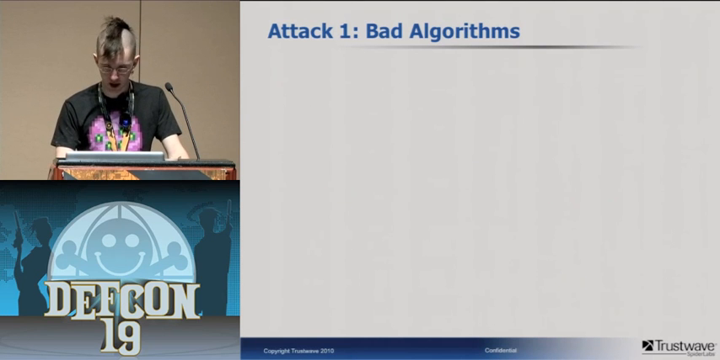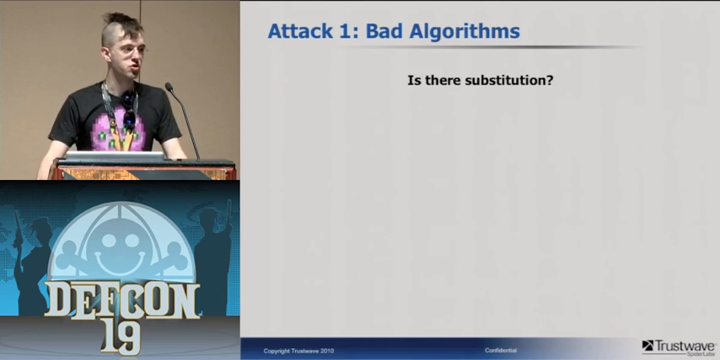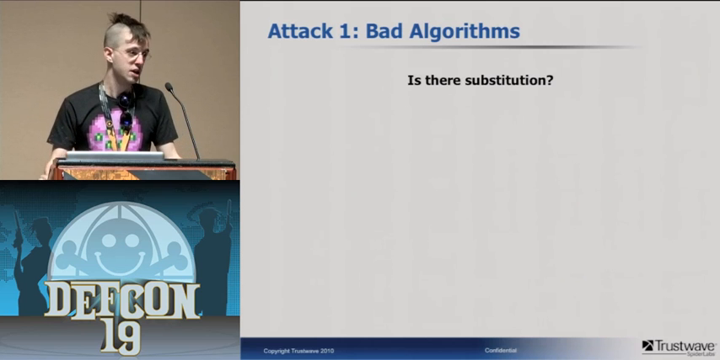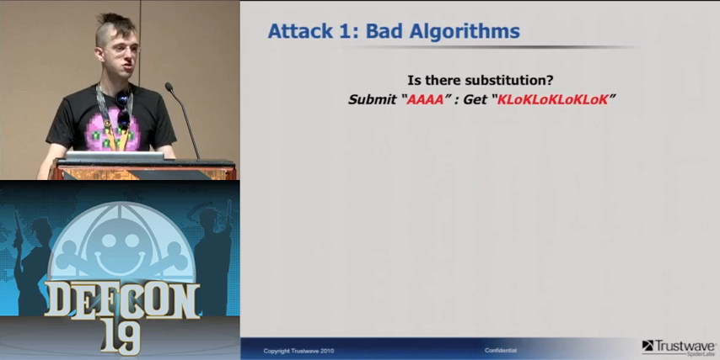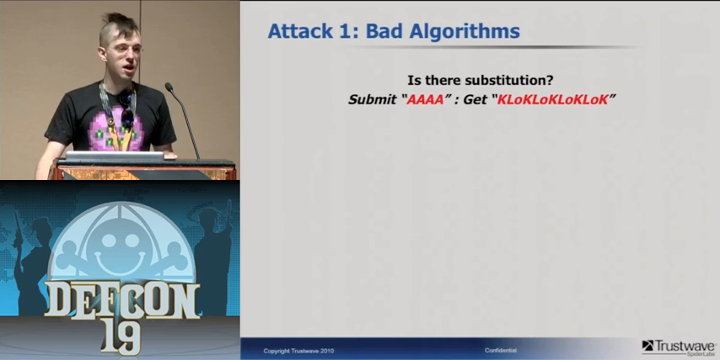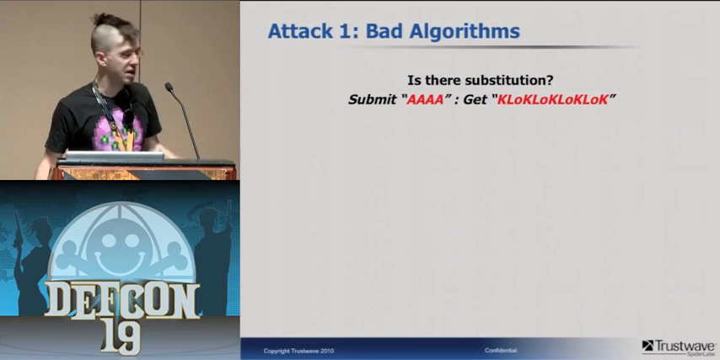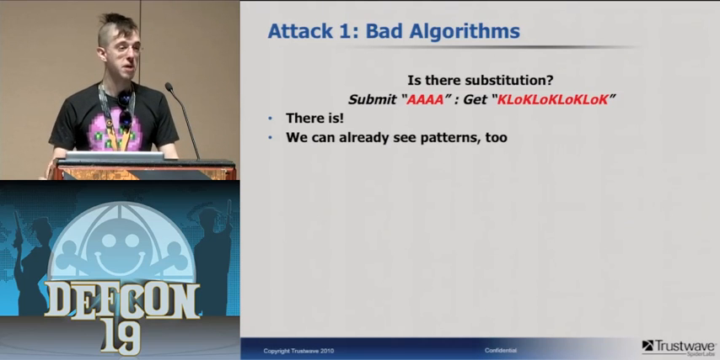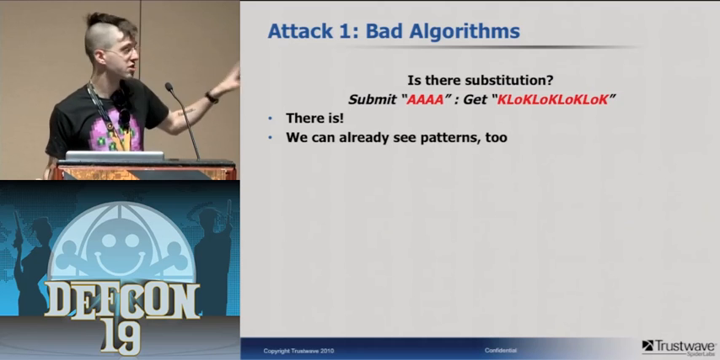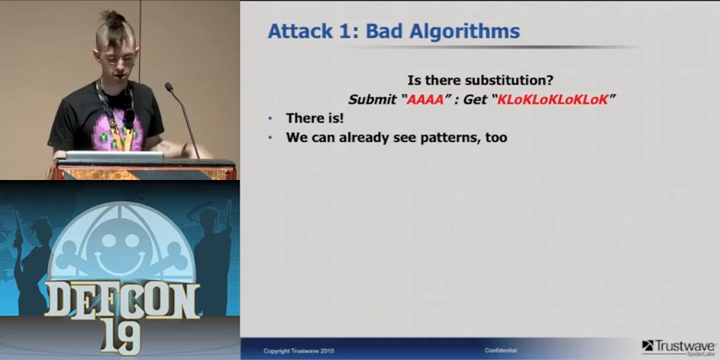So the first thing, I want to know if there's substitution. Are we switching characters for others? And that's definitely true, but if we put in 4 uppercase A's, we can see there are no uppercase A's in that. There is definitely substitution here. We can already start to see patterns in this as well. The plain text is repetitive, the ciphertext is repetitive as well.